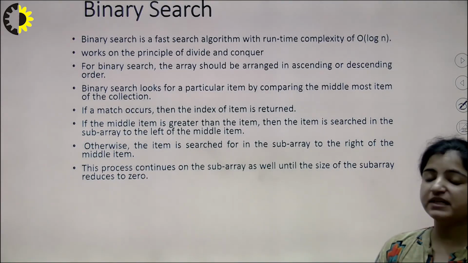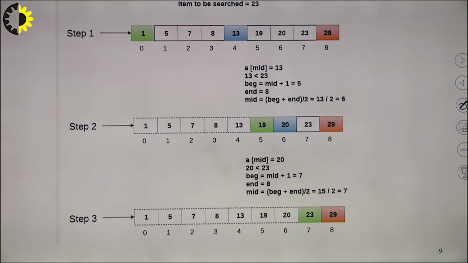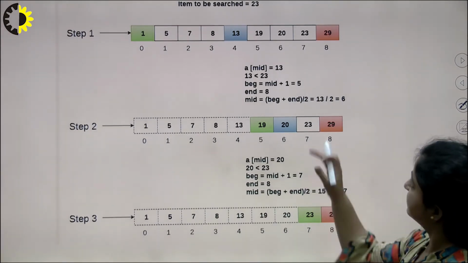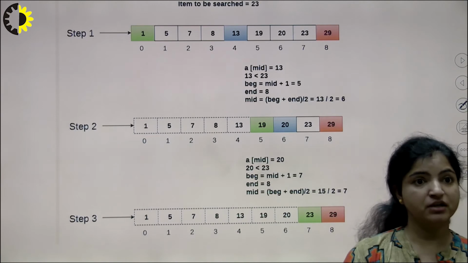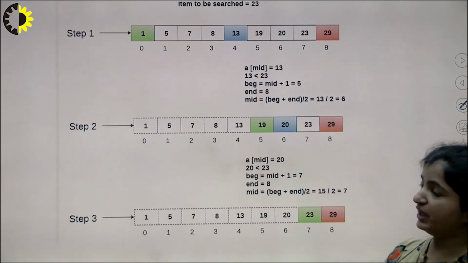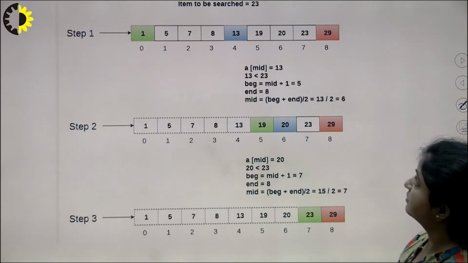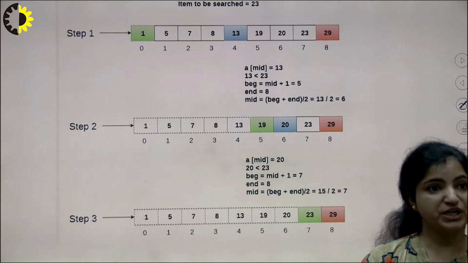Now if the middle item is greater than the item, the search will continue in the left half of the list, and if the item to be searched is greater, then the search will be in the right half of the list. Let's see this by means of an example, it will be more clear. This is the array given. The index numbers go from 0 to 8, so the total size of this array is 9, and in step 1 the item we are searching for is 23.